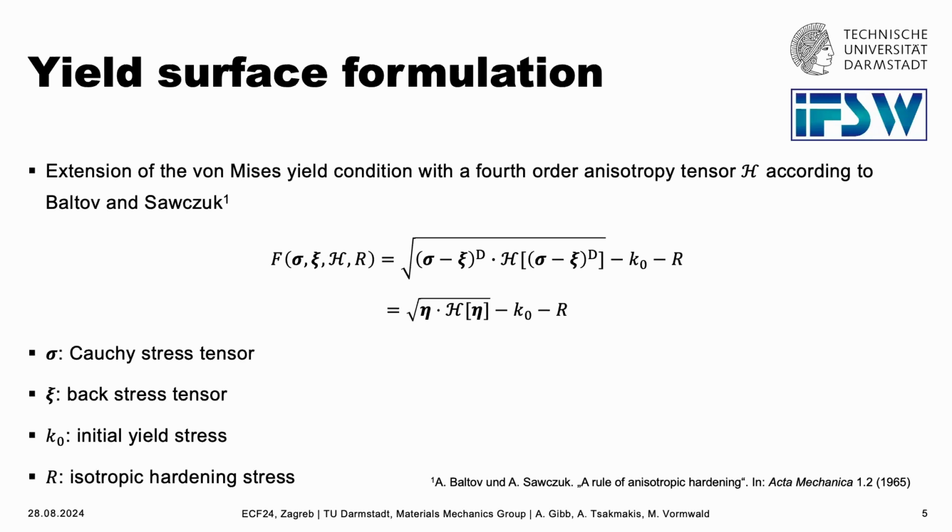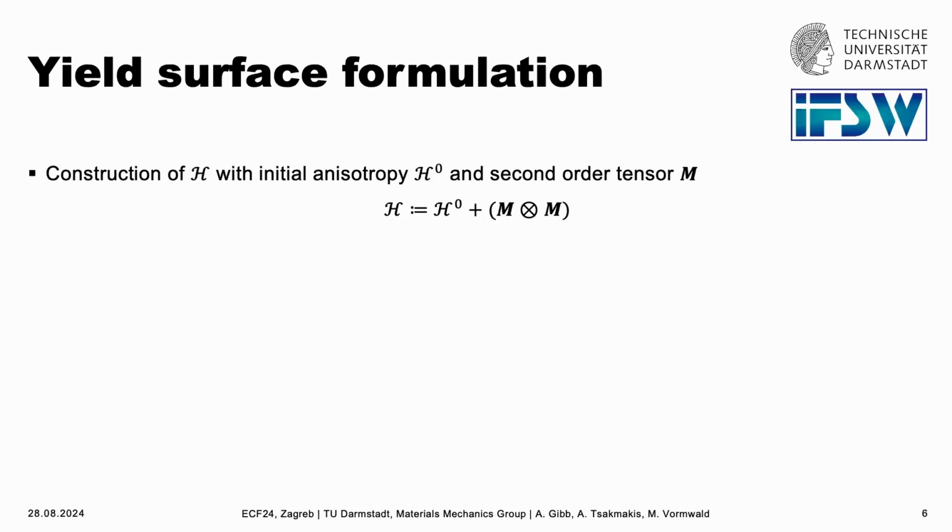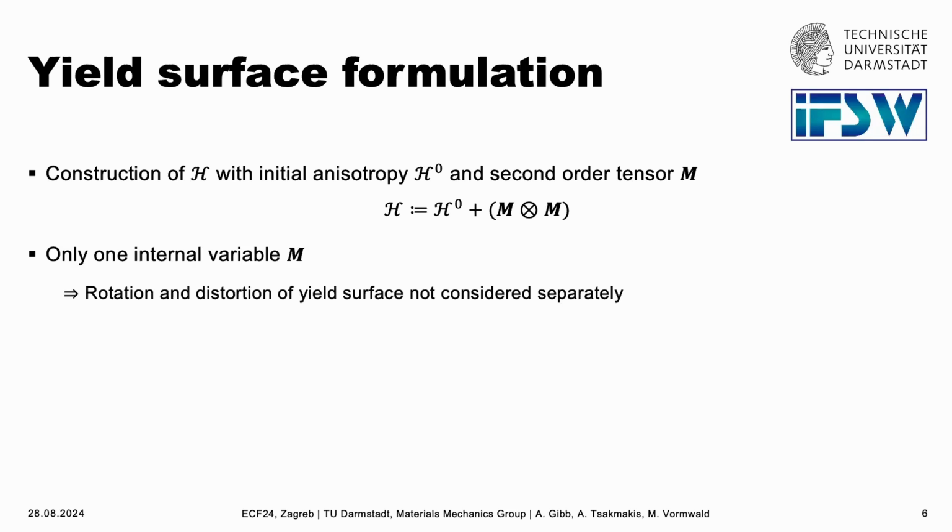And to keep things a bit more simple and short, I'd like to introduce an effective stress eta, which is just the deviator of sigma minus the back stress. So what we propose is we don't want to deal with fourth order tensors. That's not really convenient. So we want to decompose it into an initial anisotropy tensor, H0, which is constant, and two second order tensors. So with this, we just introduced one additional internal variable, a second order tensor, that should cover those two effects, the distortion of the yield surface and the rotation.